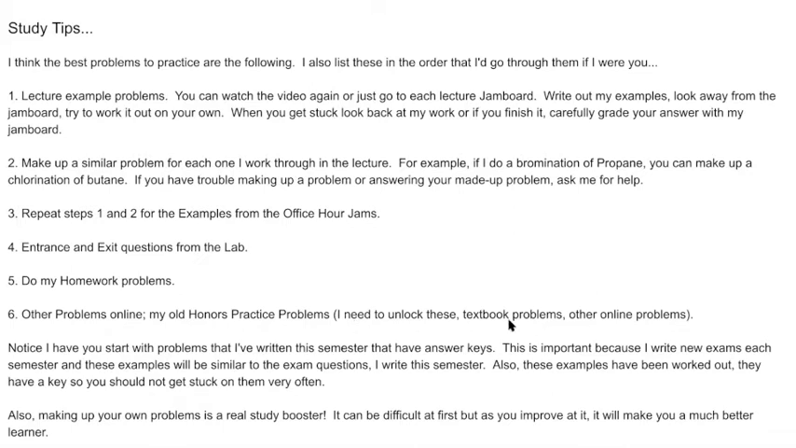And then you could do textbook problems and other online problems as well. Notice I have you start with problems that have keys. Yeah, I think this is like positive studying. Also, making up your own problems is really a study booster. It'll make you much smarter.